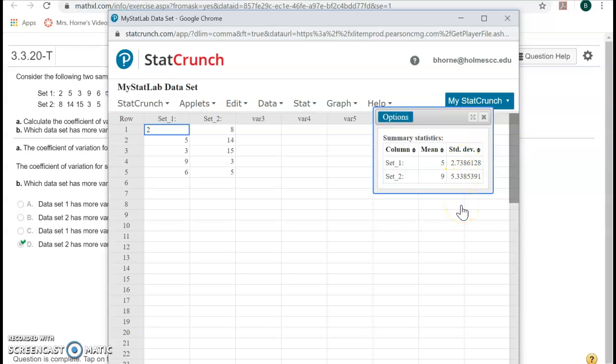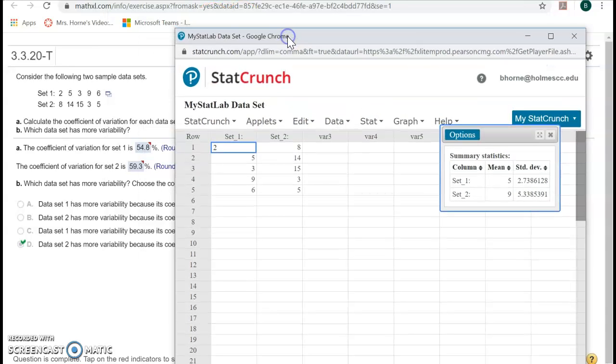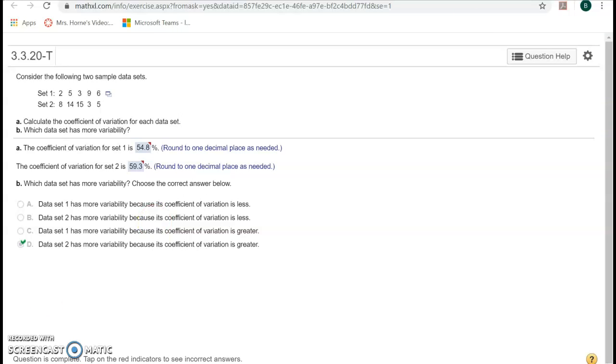So here's another way to work it. If you want to get practice working it by hand, because it shouldn't take too long to do that since we don't have that many numbers, and then check it using StatCrunch. Let me know if you have any questions.